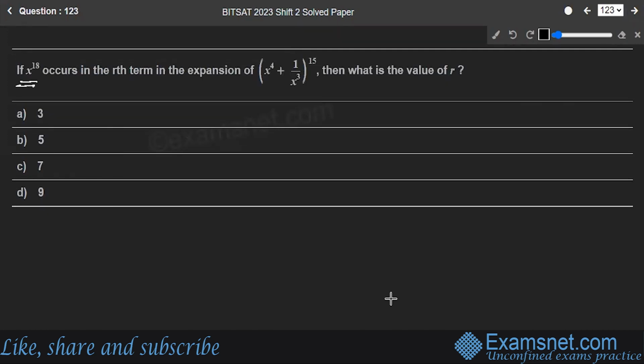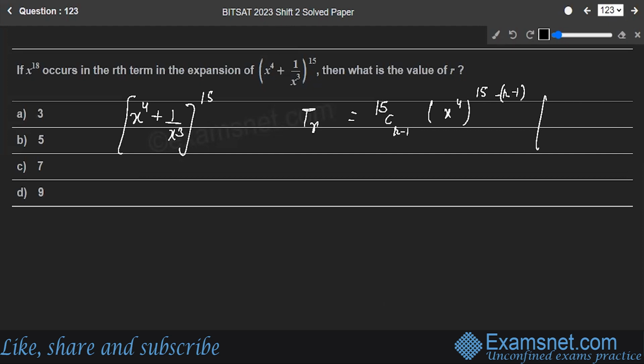Next is question 123. If x^18 occurs in the rth term in the expansion of this expression, then what is the value of r? See, in the expansion of this expression, the rth term is given by 15C(r−1) into x^(4(15−r)) into (r−1) into this.